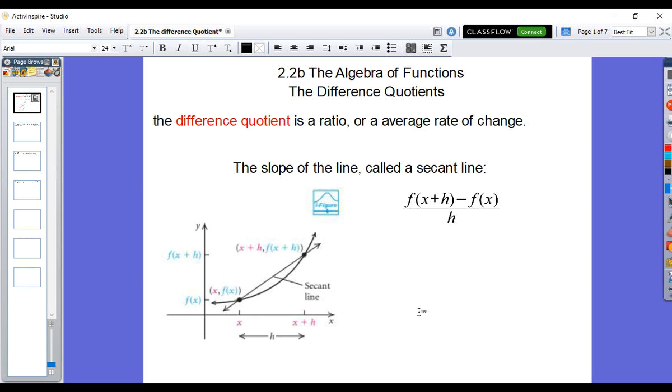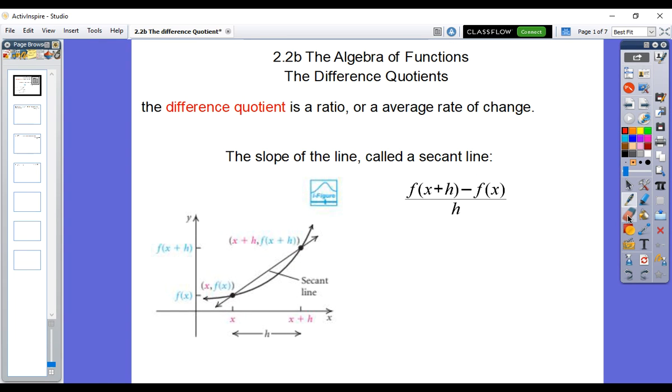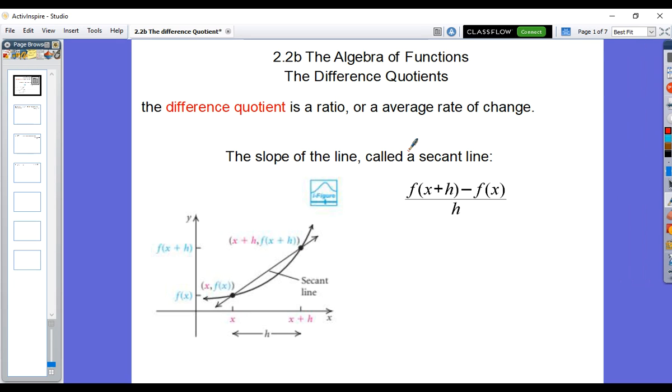So today we're talking about the difference quotient. It's the last little part of section 2.2. It's kind of its own monster, so it's kind of separated from the other things we're talking about. The difference quotient is just a ratio. It's a rate of change, and we've done that before. That's just a fancy name for slope.